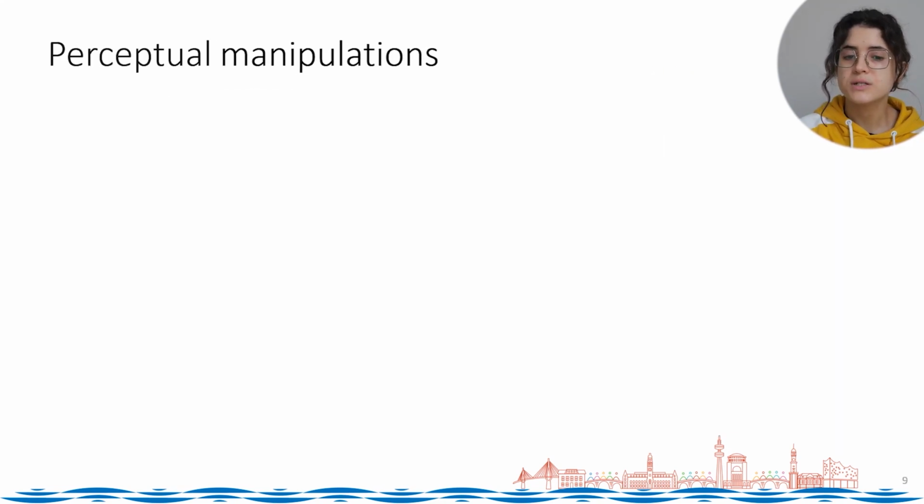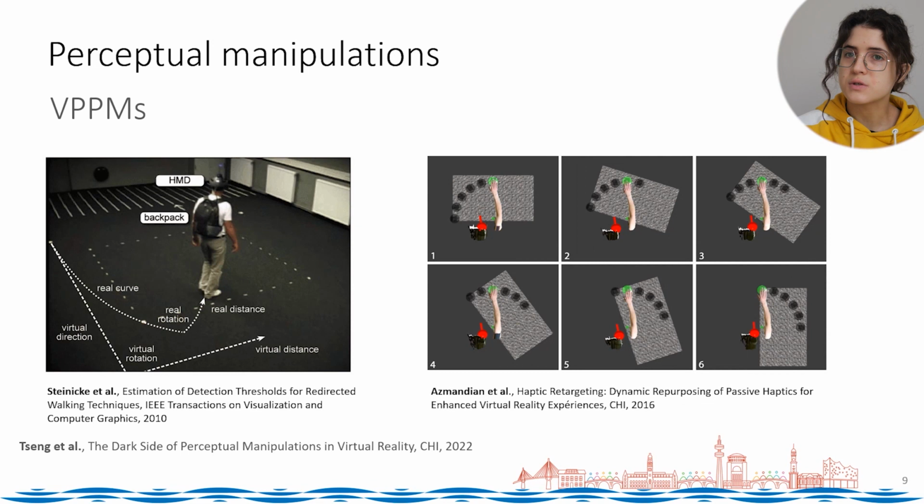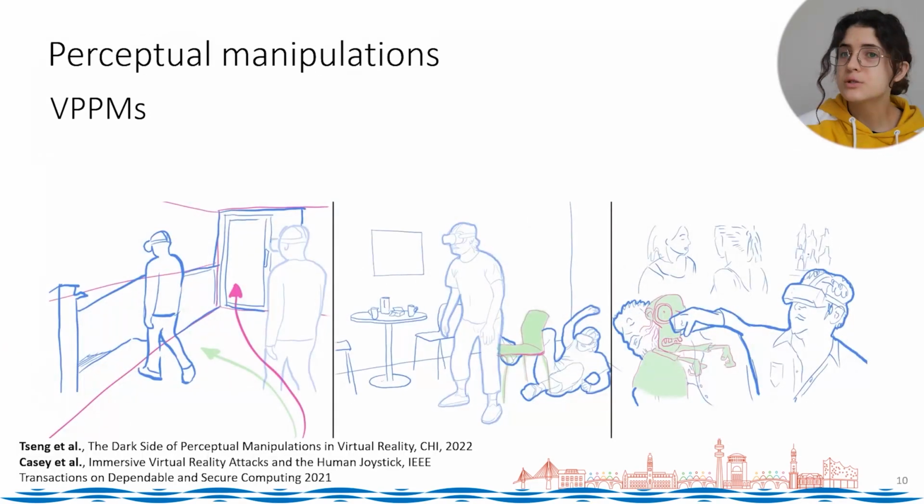HCI researchers already focus on perceptual manipulations in XR. For example, redirected walking and haptic retargeting are two techniques leveraging limitations of human perceptions to influence users' physical movements that Zhang et al. call VPPMs. These perceptual manipulations can benefit users as they enhance the XR experience. But researchers like Kaze et al. or Zhang et al. also questioned how these techniques could be misused and could represent new threats for users. For example, one could be redirected to fall into stairs.